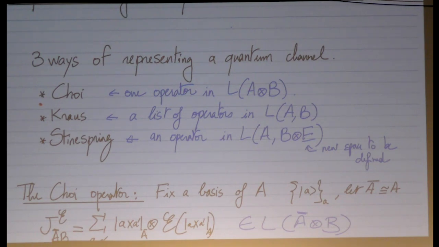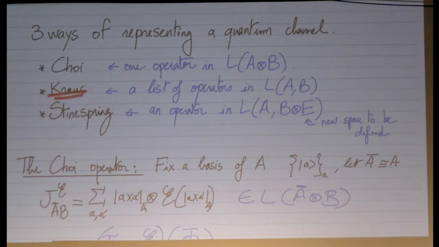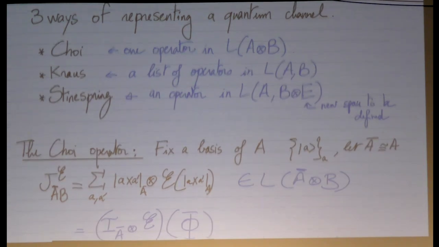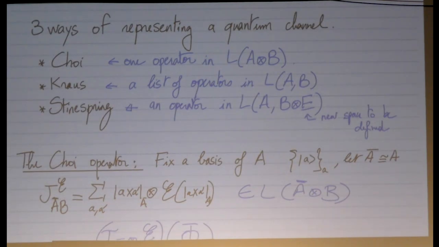One of them is what is called the Choi operator of a quantum channel, and this will be an operator on A tensor B. Another one is the Kraus representation, which will be a list of operators from A to B. And the Stinespring representation will be given in terms of an operator from A to B tensor another extra system. So let's start with the Choi representation first.